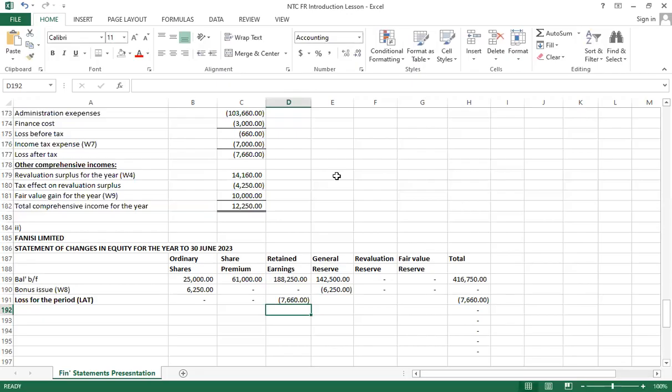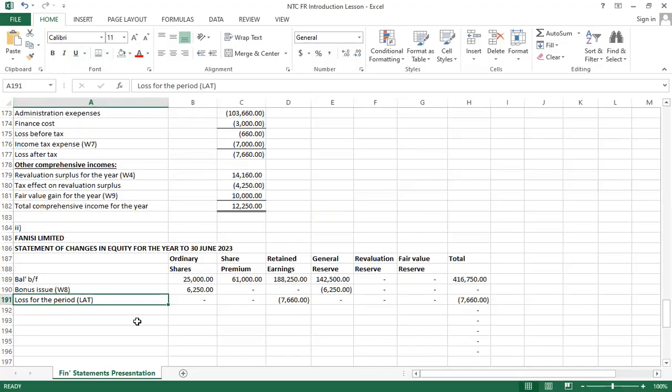So it's that negative. So remember, do not work with the total comprehensive income. The total comprehensive income includes even the revaluation surpluses and the fair value gains, and so that is not what you take to the retained profits. So you adjust the retained profits by very simply the loss after tax. The general reserve is not affected by this. Again, the revaluation reserve not affected by this. The fair value reserve also not affected by that.